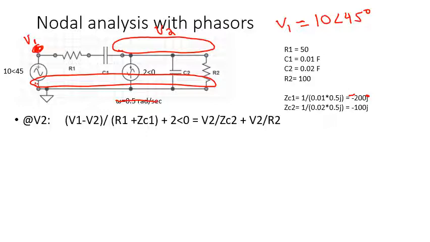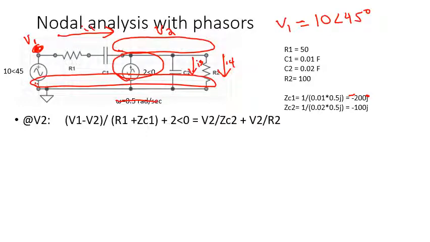So at node V2, how do I write my nodal analysis equation? Well, I'm going to pretend I have a current going in this way. We'll call that I1. I already have a current source going through that branch. That's 2 phase angle of 0. I have a current going down through this capacitor and a current going down through this resistor. Okay, so we'll call those I3 and I4.